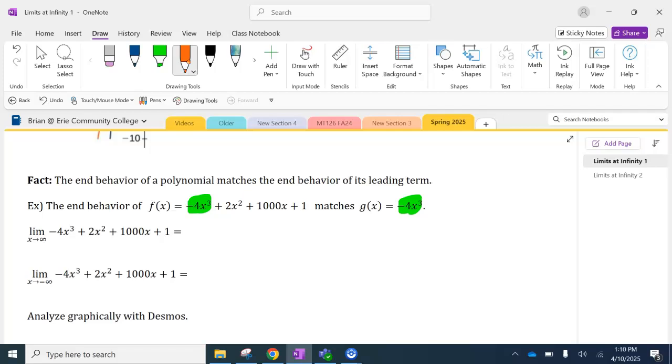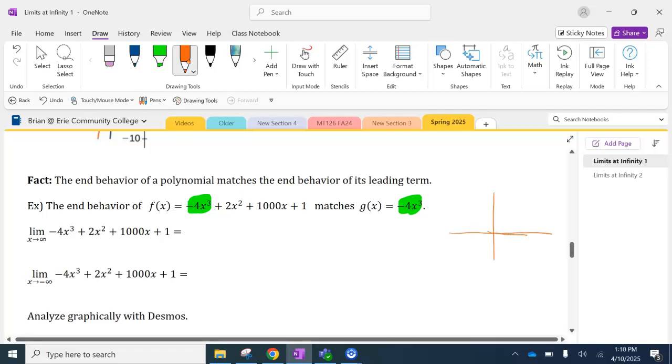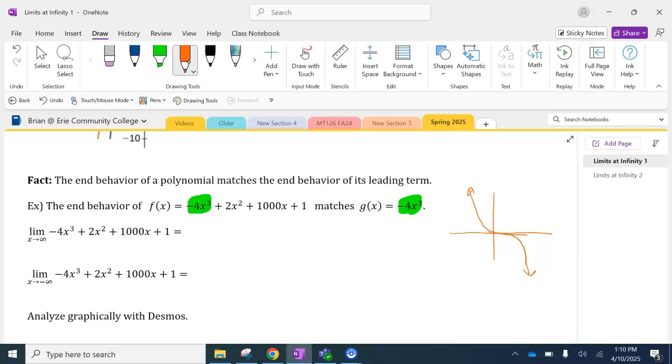We should know that, just roughly speaking, on a large scale, this is going to be an upside down cubic. And so our end behavior should be looking like that. So we should definitely be seeing that we're approaching negative infinity as x goes towards positive infinity, and positive infinity as x goes to the left towards negative infinity.